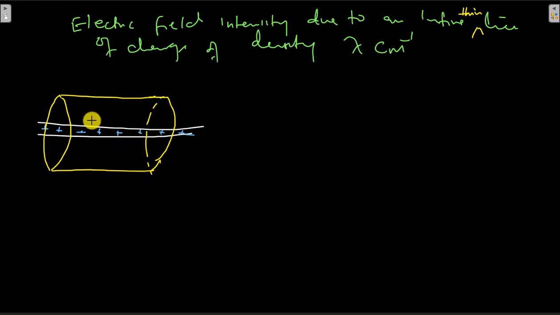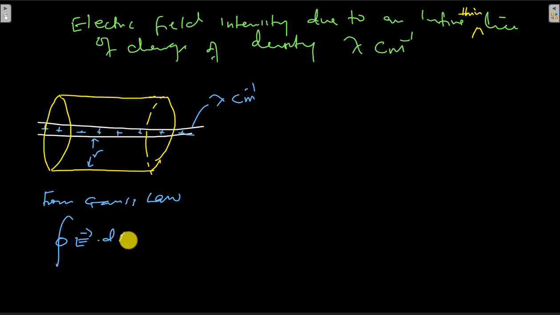The radius, or the distance of the Gaussian surface, is going to be small r, and the charge density here is lambda coulomb per meter. Okay, so by Gauss's law, we know that the electric flux over a closed surface is given by the total charge enclosed in the Gaussian surface divided by epsilon naught.